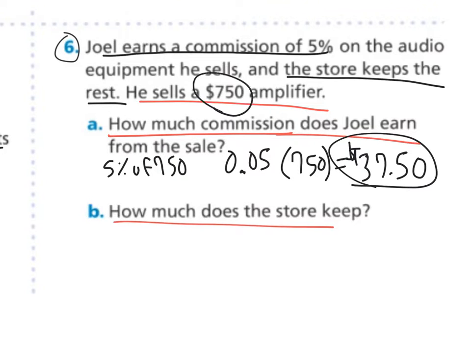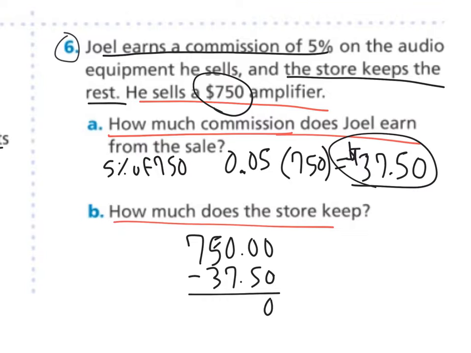So the question then, how much does the store keep? Well, they sold it for $750. So $750 is altogether the sale. If $37.50 of that is going to Joe in this case for his commission, we can subtract those, and $712.50 would go back to the store, and the remaining $37.50 would go to Joe for making the sale.